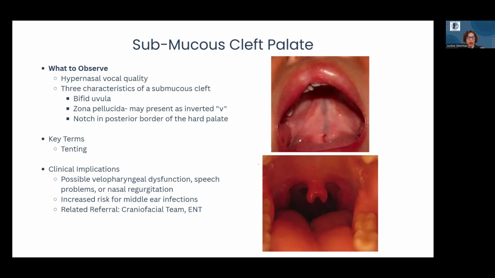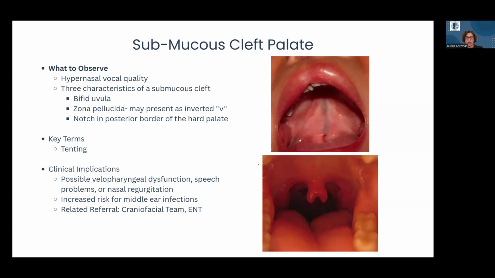So a submucous cleft palate can cause significant speech deficits despite intact mucosa. So therapy alone can't correct these anatomical deficits. Surgical or structural evaluation is essential. So when interpreting the findings, remember, a bifid uvula alone is not diagnostic, but the presence of two or more markers, so the line here, the bifid uvula, and the posterior notch, increase our suspicion. Functional signs would be consistent hypernasality or nasal emission, and that would support the diagnosis.